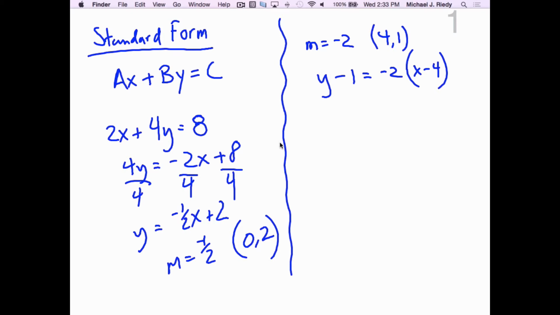Beautiful. That, however, is not standard form. How do I put that in standard form? What's the first step? I would distribute. Y minus 1 is equal to -2x plus 8. In standard form, the x's and the y's are on one side, the numbers are on the other. So I'm going to move the 2x to the other side. Add 2x to both sides.